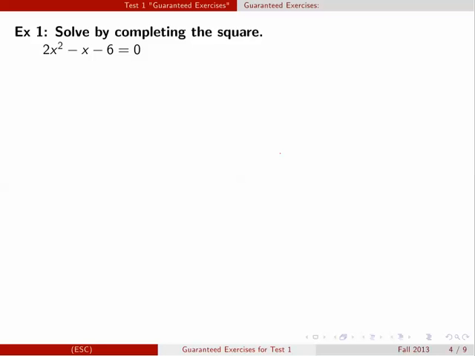Okay, so we're going to be solving this exercise by completing the square. Now this is not a regular completing the square because as you'll notice in this case we have 2 multiplying the x squared. So this requires an extra step and that extra step is dividing everything by the number 2. The basic idea is to have a coefficient 1 for x squared.